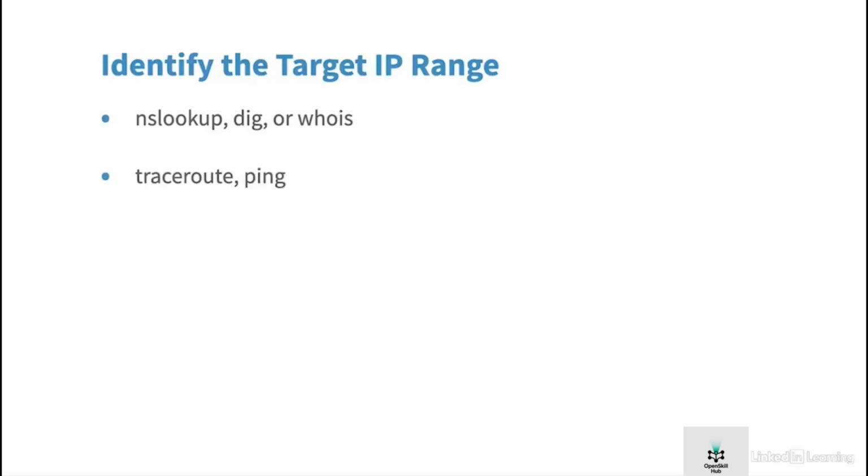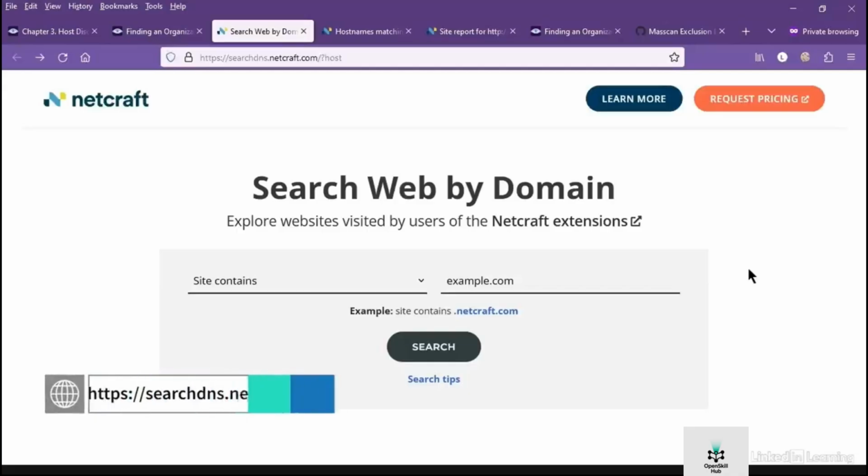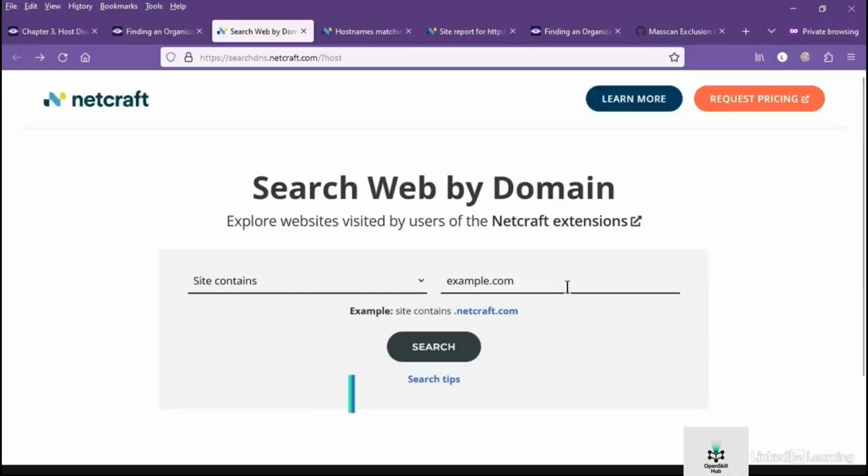Or we can use traceroute and ping. We can check email headers, or even use online databases and directories. Let's take a look. I'm here at this website, Netcraft, where we can search the web by domain. For example, in this case, I used example.com, and I selected search.